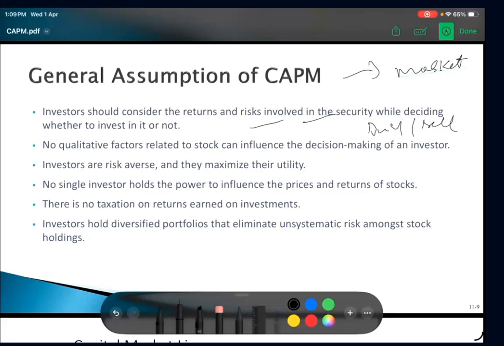So CAPM looks only at the market risk or index and tries to compare it with the individual stock. It doesn't look into firm specific factors. The second assumption is that it does not consider any qualitative factors.